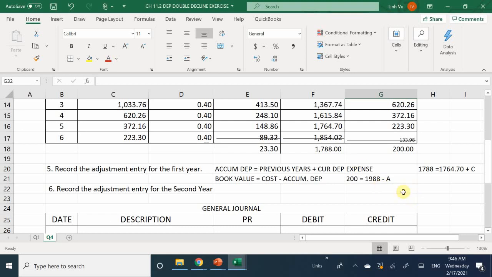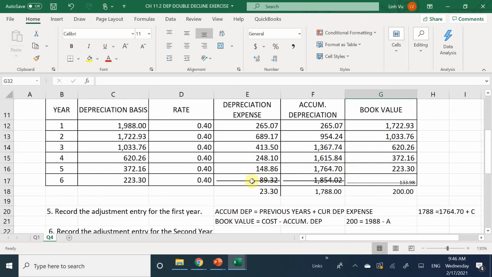All right? And then working your way back again, because we know what the accumulated depreciation is, we subtract the previous years to get the current depreciation expense for that year. So in this case, you can also take a look at it here. I only have $23.30 left to depreciate for the next year. So that could have also played here, and then you could have worked forward instead of working backwards. Okay, there's many ways that you could figure it out.